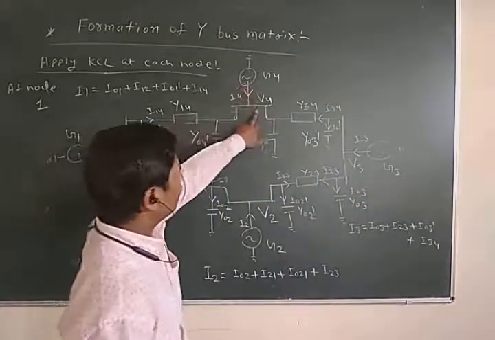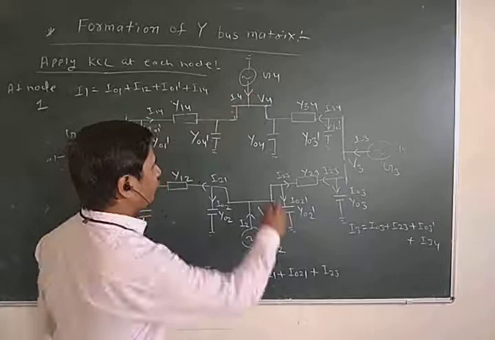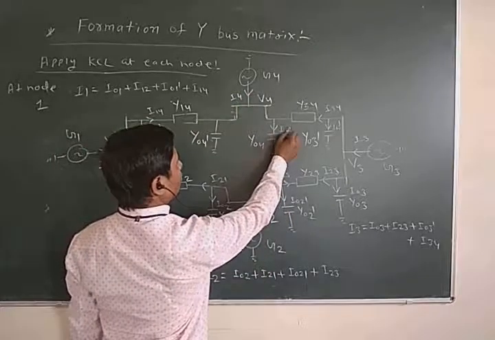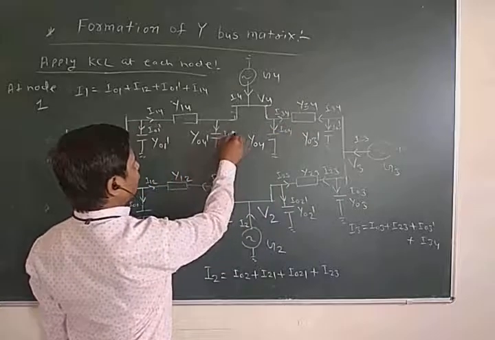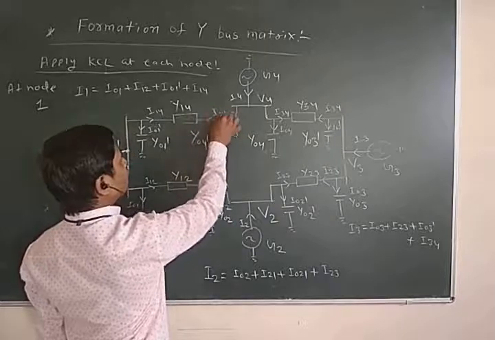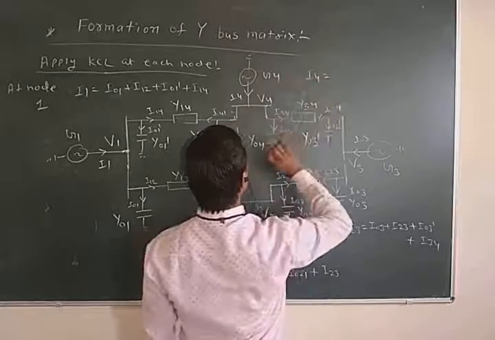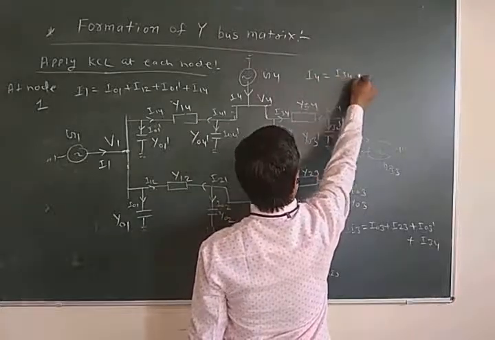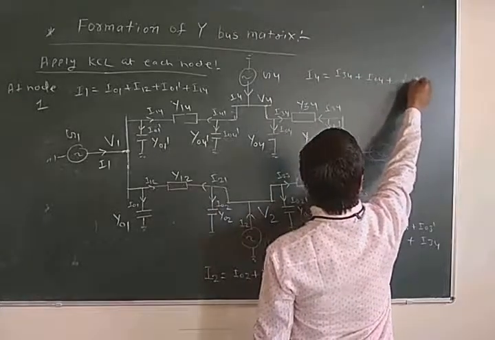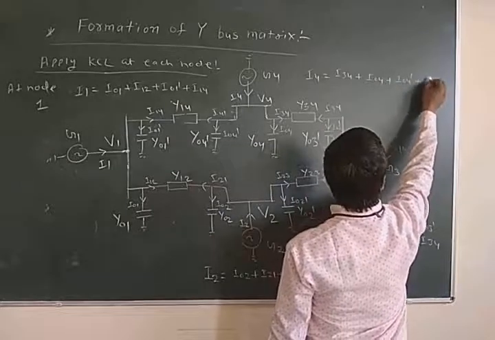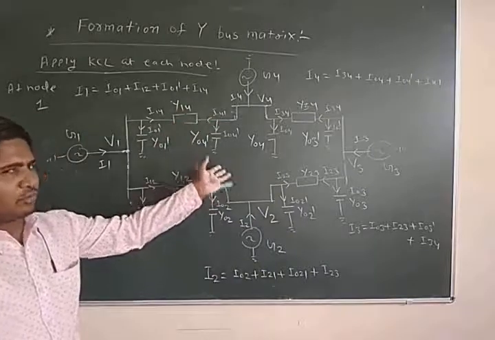Now at bus number 4, we apply KCL. Incoming current is I4 and outgoing currents are I04, I34, I04 dash and I41. So the KCL equation is I4 is equal to I34 plus I04 plus I04 dash plus I41. We know that I41 is equal to I14, but these are in opposite direction.